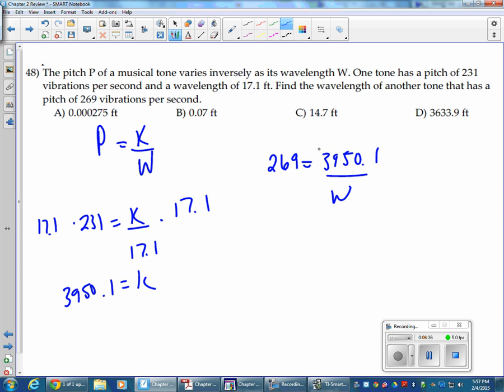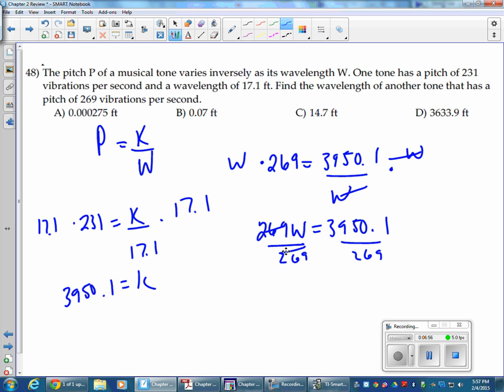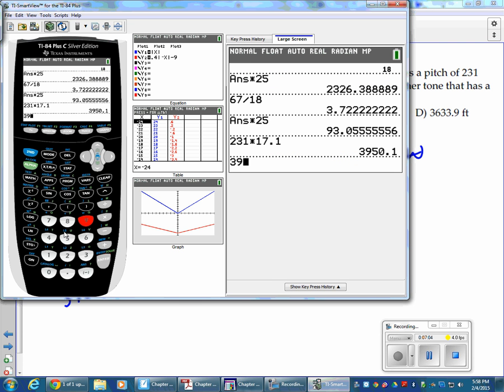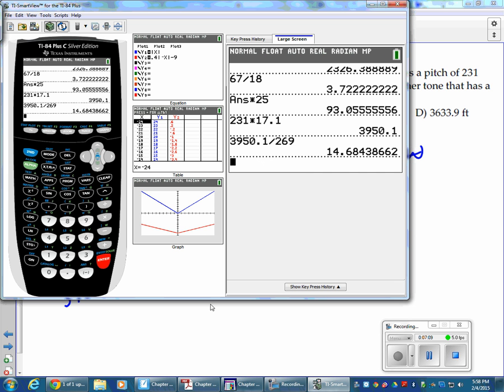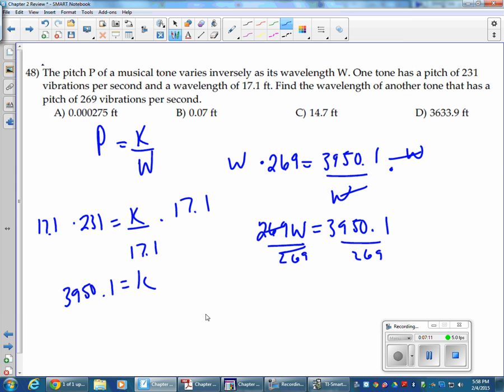And some of you had some questions. How do I do it if W is on the bottom? Well, the easiest way is just to do what you would normally do, multiply both sides by W, get rid of what's on the bottom, so that cancels out. And so W times 269 is 269W equals 3950.1. Divide by 269, and I believe if you do 3950.1 divided by 269, you get 14.7. Let's check it. 3950.1 divided by 269 is 14.68, 14.7.